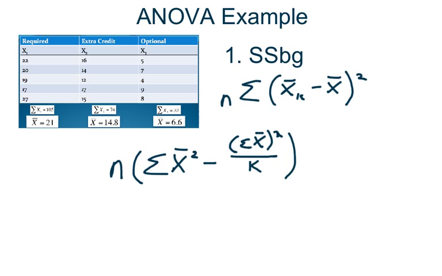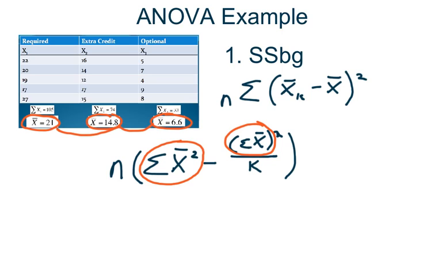All right, so what this means is we're going to take the mean of each group. So we had a mean here of 21, 14.8, and 6.6. Since we're looking at the variance between groups, that is how much each of these means varied from each other, those 3 scores are the x values for the sum of squares between. So what we have to do is square each of those and add them up, and that will give us this sum of x bar squared. And then we just sum them up and square that value.